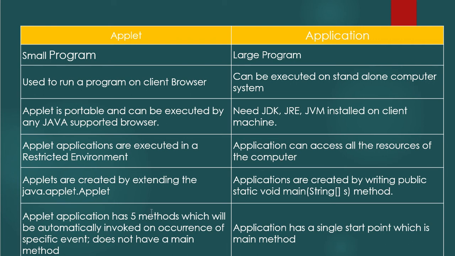Then applets will normally be executed with the help of 5 main methods. There will be 5 methods to support the execution of an applet, and you are not supposed to add any more methods into it. If you want to add any more methods, then you have to use them as part of the implementation of all these 5 methods. Whereas an application will have a single point of starting, and that is normally the main method.